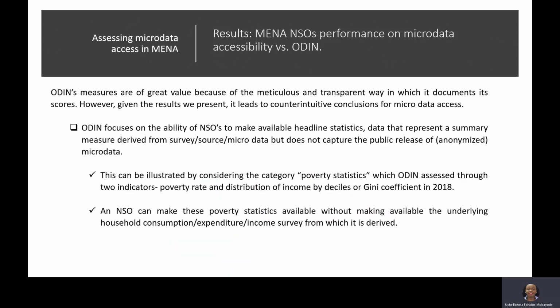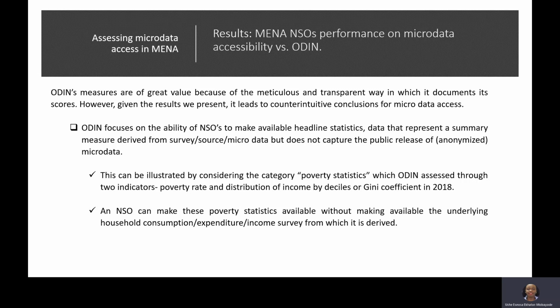So what is the disconnect here, and why do our results seem to differ from the ODIN? ODIN is really important. They use a very meticulous and transparent way to document their scores. But the counterintuitive conclusions for microdata access is probably because ODIN focuses on summary data or headline statistics without necessarily capturing the underlying source of microdata from which the summary statistics is calculated.